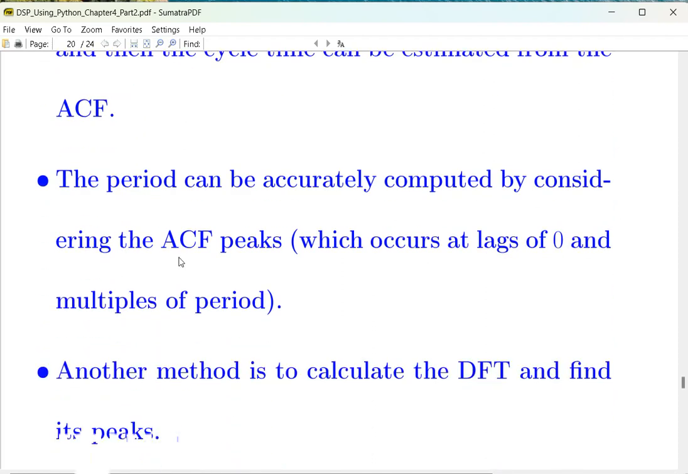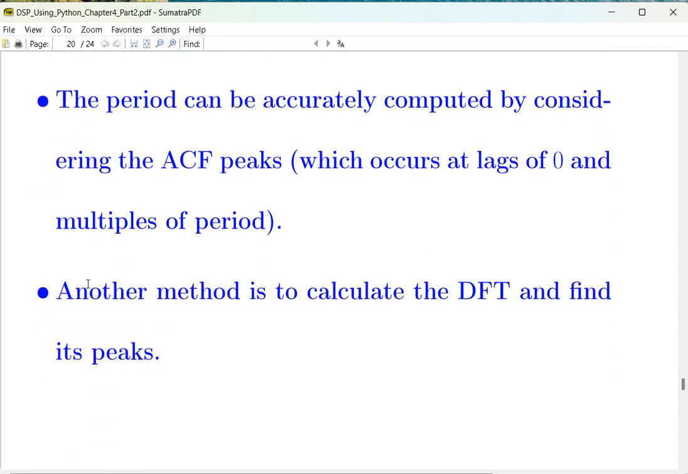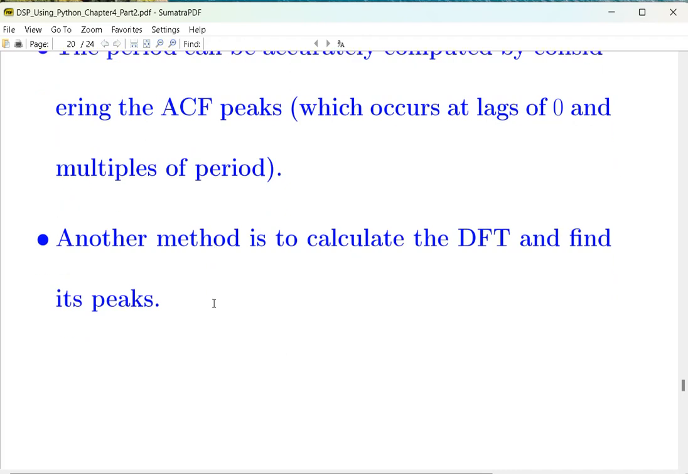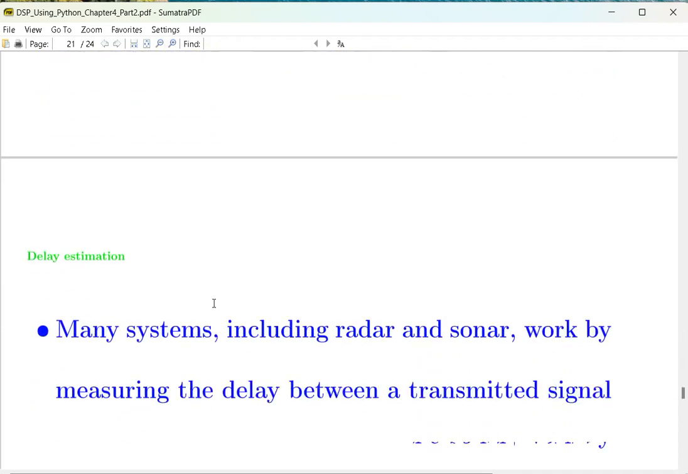Now, the period can be accurately computed by considering the ACF peaks, which occur at lags of 0 and multiples of the period. Another method is to compute the DFT and find its peaks. The same results, but this time in the frequency domain. Right.